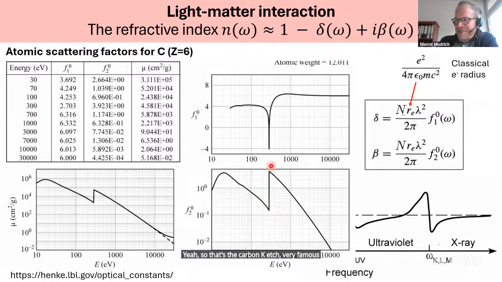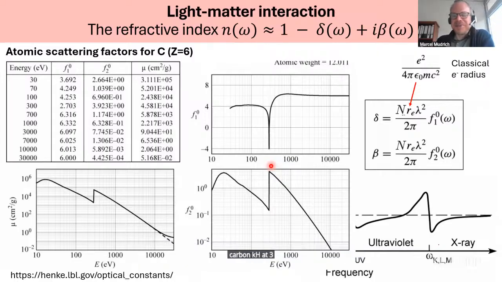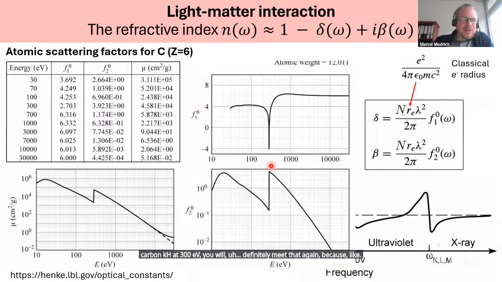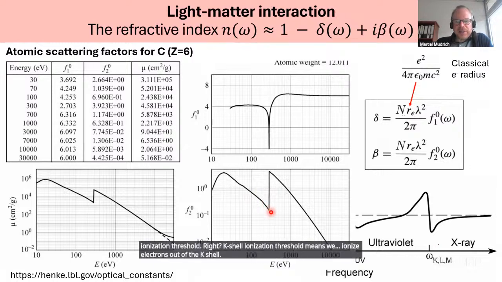If you ever get to do X-ray science, the carbon K edge at 300 eV, you will definitely meet that again, because like all organic molecules, all organic material contains carbon. K edge means that we just pass across the K-shell ionization threshold, right? That means we ionize electrons out of the K-shell, out of the 1s orbital in carbon, and that happens at 300 eV.